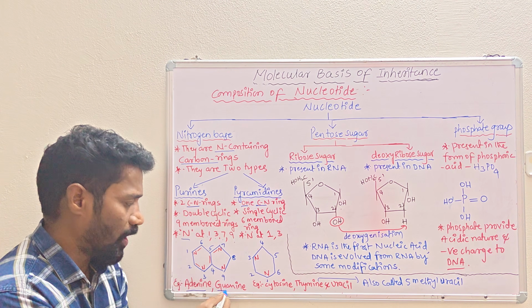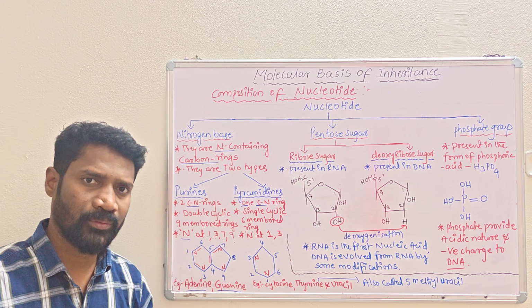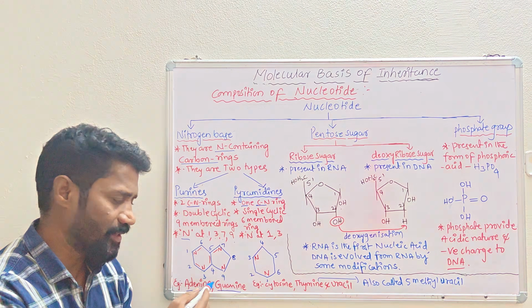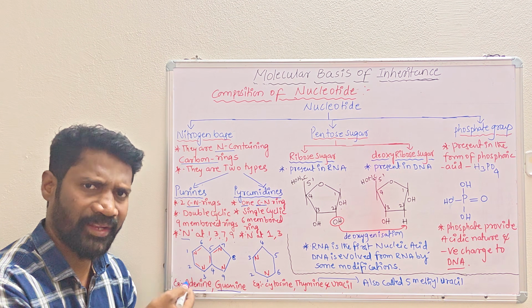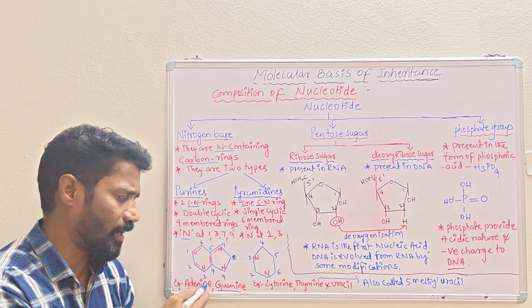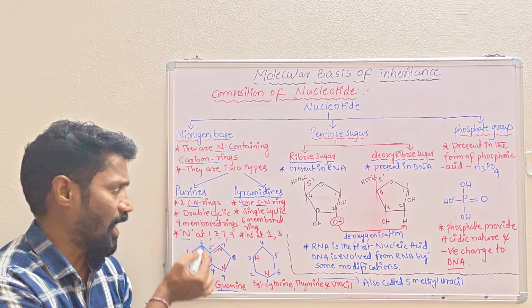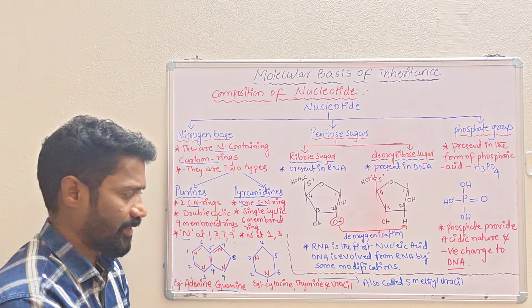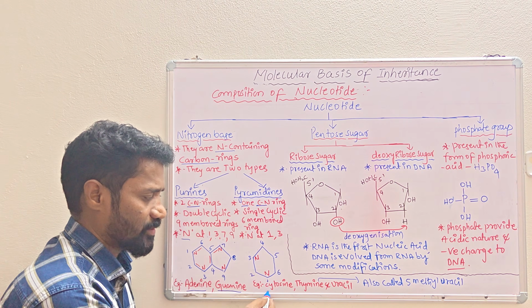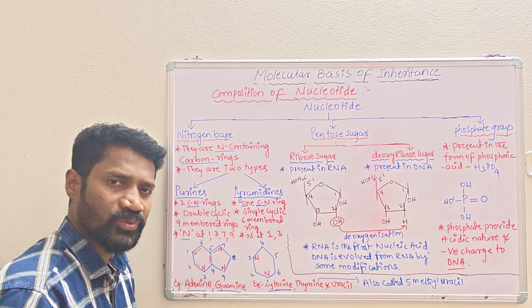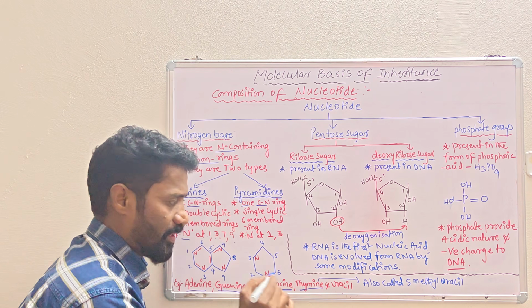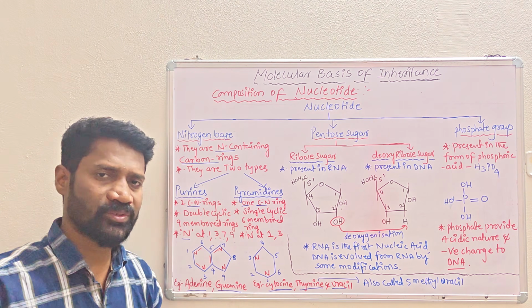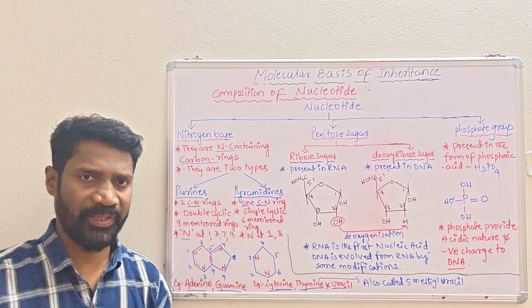Adenine and guanine both belong to purines. And what about pyrimidines? Cytosine, thymine and uracil. These three belong to pyrimidines.